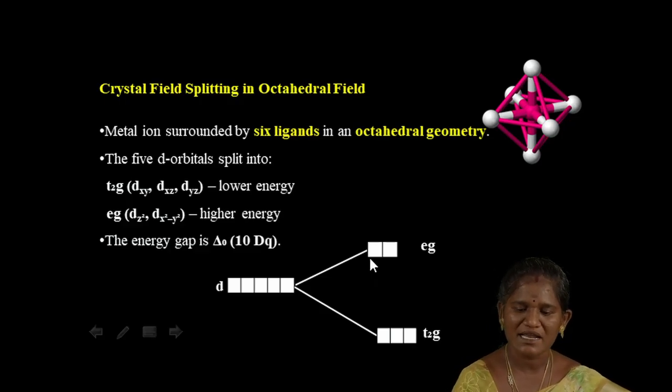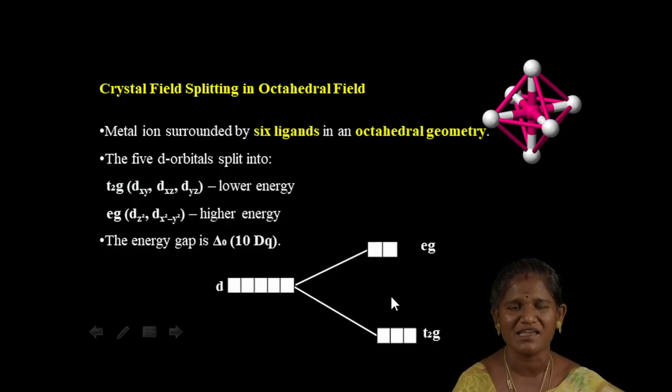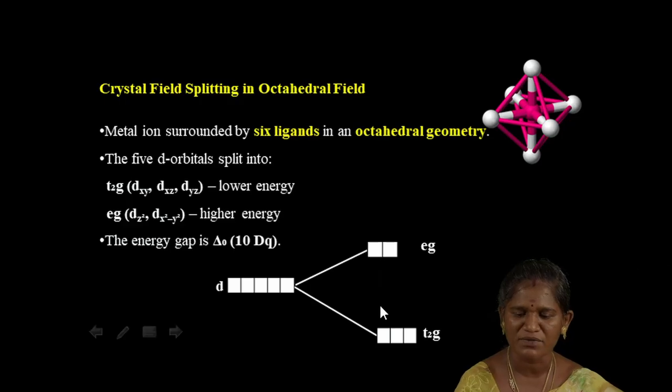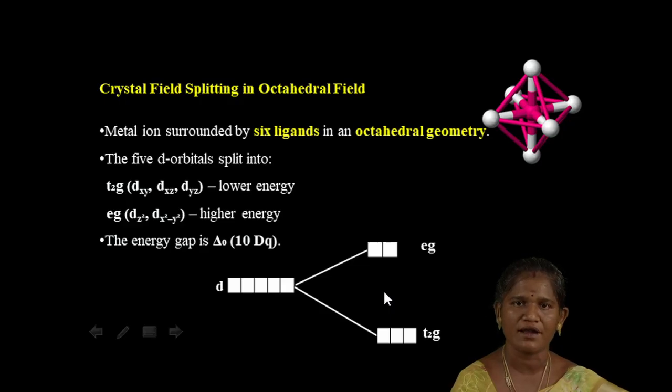Okay, so the energy difference between these two, t2g and eg, is nothing but delta naught, or otherwise we call it 10 Dq. Delta naught is nothing but the crystal field splitting energy. The symbol delta represents the crystal field splitting and naught represents the octahedral field. So the energy difference between these two is the crystal field splitting energy for an octahedral complex.